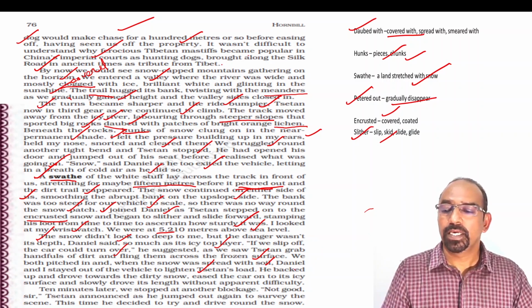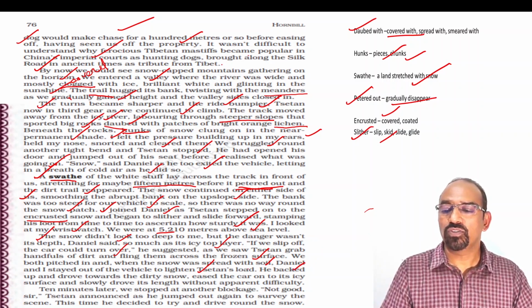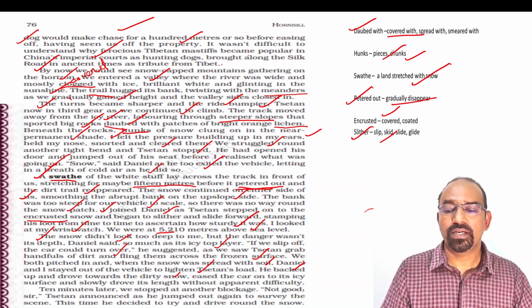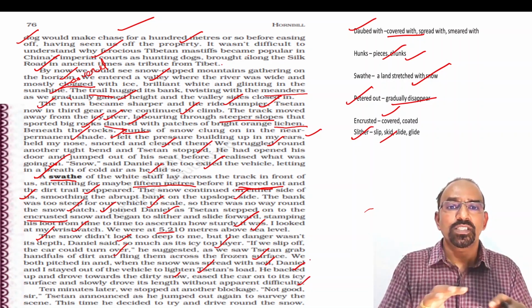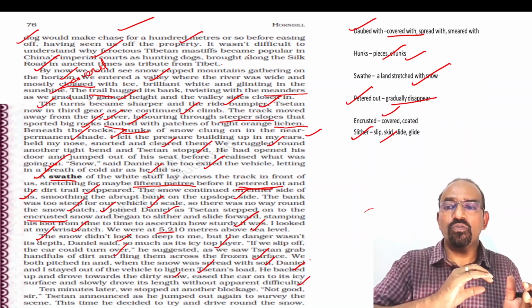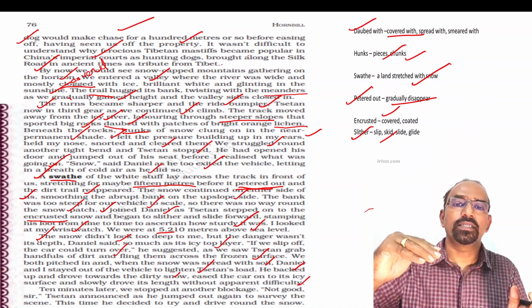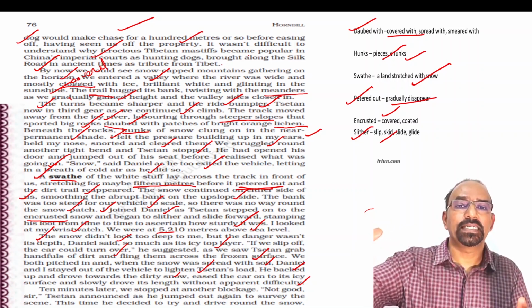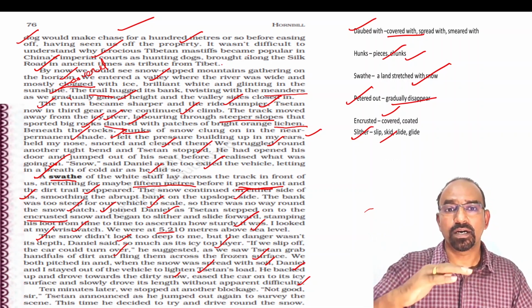Then he backed up and drove towards the dirty snow, eased the car onto its icy surface, and slowly drove its length without apparent difficulty. So somehow Satan managed to drive along the snow and reached the snowless turf of that trail, the road.